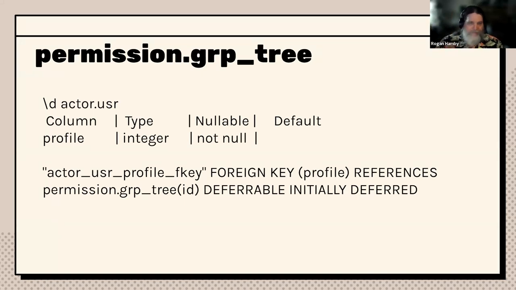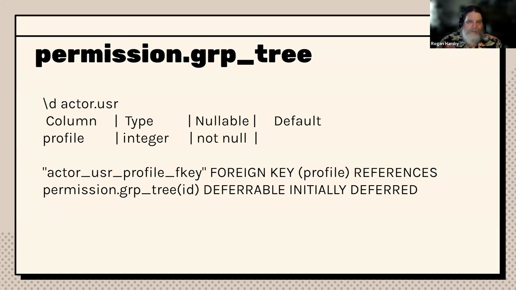And if you then skim down further below that, you'll see this thing called actor user profile F key. And then it says foreign key. Foreign key is the thing that tells you, hey, this links to something else, and it must be a valid value in that other table. So that is a reliable, almost 100% of the time link, unless some weird database shenanigans have happened.